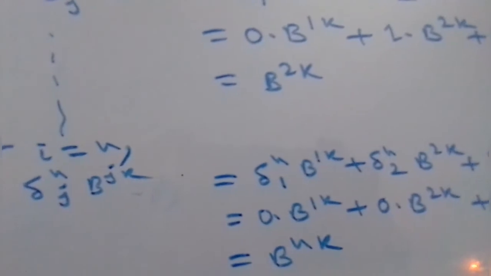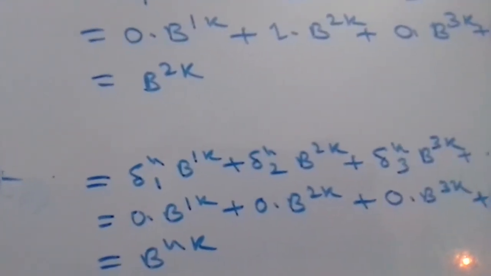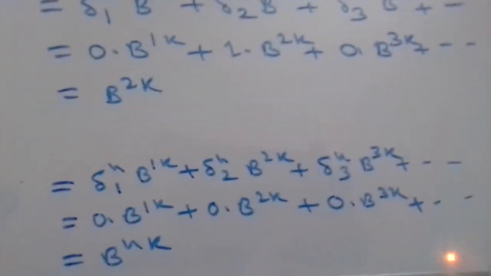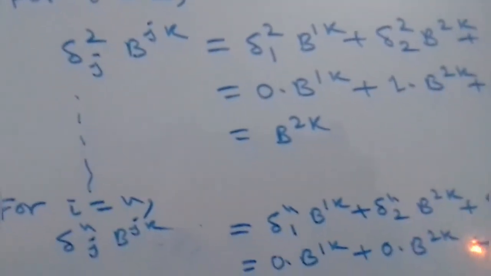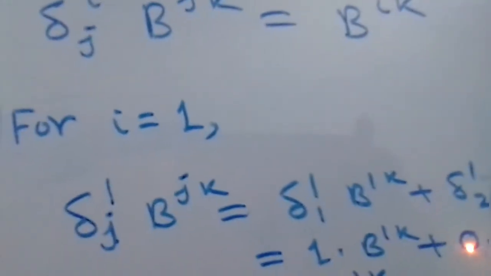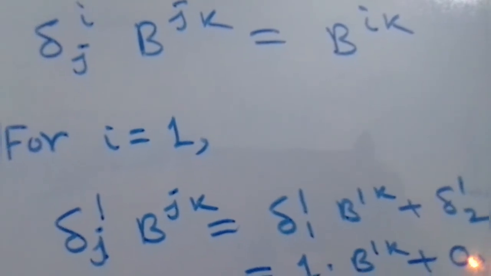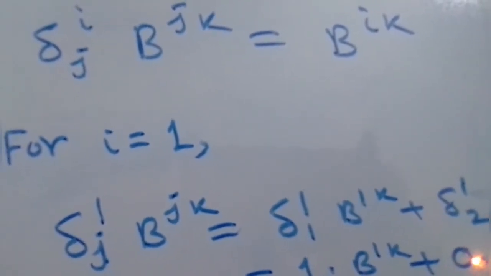In this way, similarly for i equal to n, delta nj bjk will be delta n1 b1k, delta n2 b2k, delta n3 b3k, and delta nn bnk. So 0 into b1k plus 0 into b2k, 0 into b3k, and 1 into bnk. So we are writing bnk. Finally, generalizing this result for i equal to n, we can say that delta ij bjk is equal to b of ik.